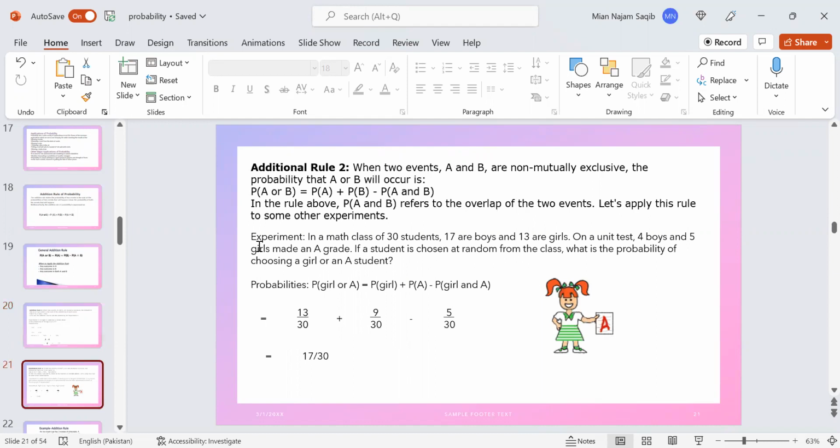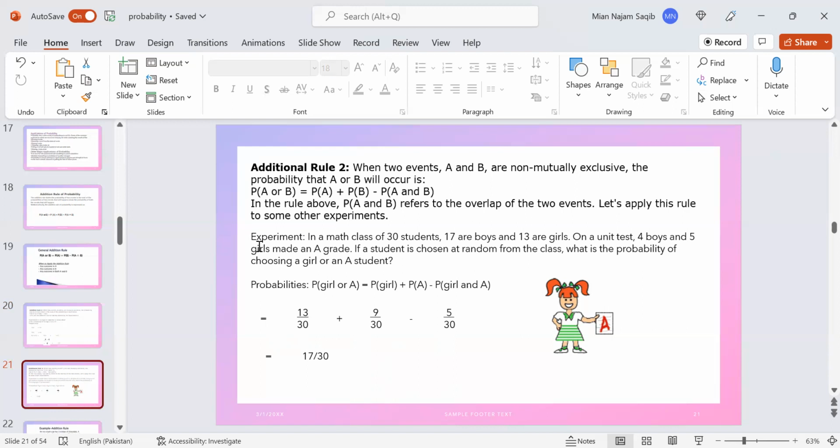Addition rule number 2. This is the one that I've written earlier. This basically means that when two events A and B are non-mutually exclusive, the probability that A or B will occur is expressed as the sum of the probabilities of A and B minus the probability of A and B together. In the rule above, this refers to when there's an overlap of two events.